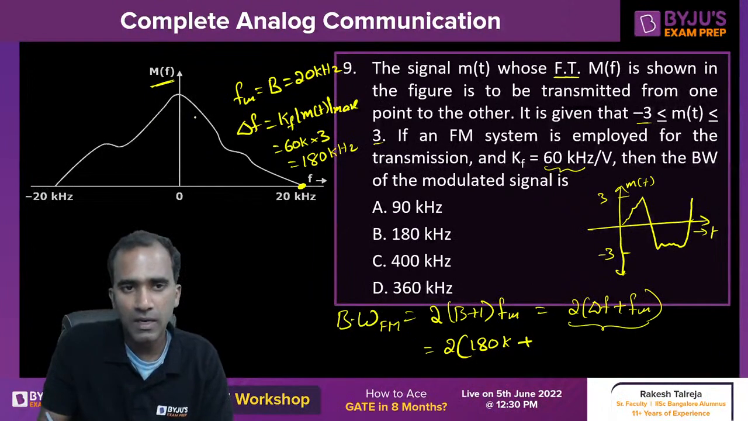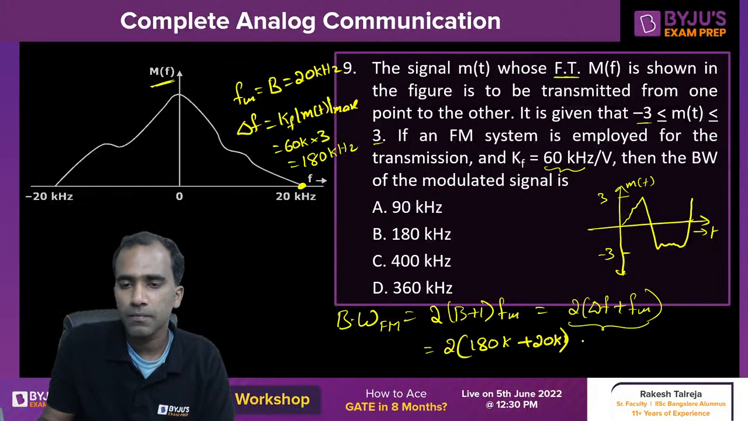From this diagram we can understand that the only information that is important for us is the bandwidth of the message, or highest frequency in the message, which is 20 kilohertz. 180 plus 20 is 200. 200 into 2 is 400. 400 kilohertz. That is the answer.